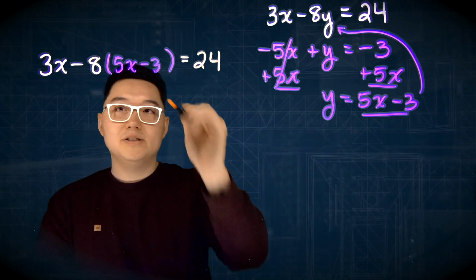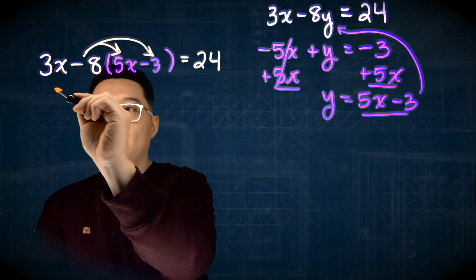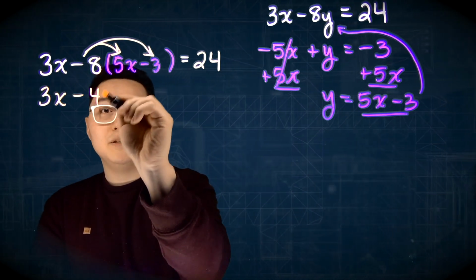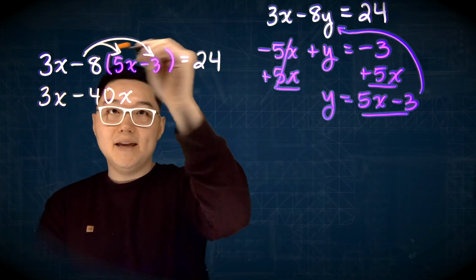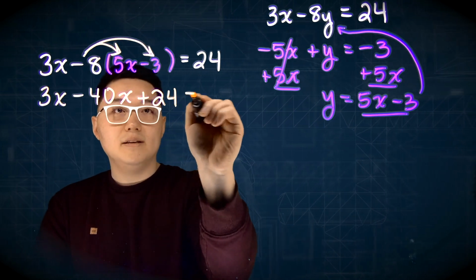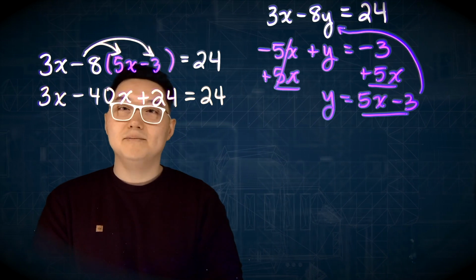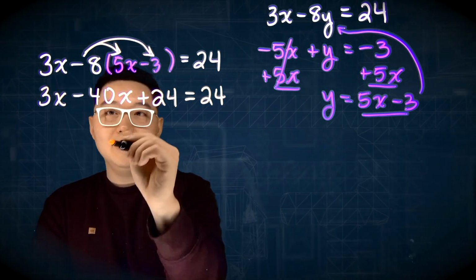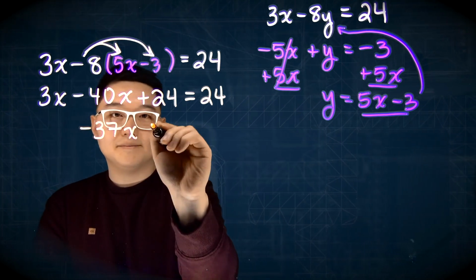Let's go ahead and use the distributive property of multiplying negative 8 to both terms. So we have 3x, and negative 8 times 5 is minus 40x. Negative 8 times a negative 3, two negatives or two minus signs, makes a positive 24. Equals 24. Okay, so now can we combine like terms? Yes. 3x minus 40x is going to be negative 37x.